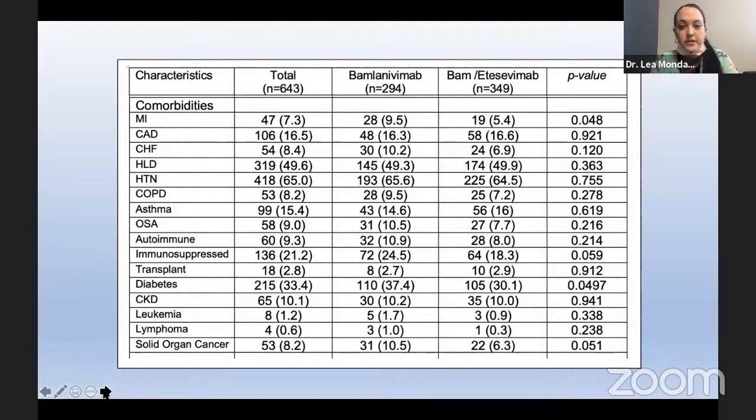Again, our groups were pretty similar based on comorbidities because the group that got BAM alone was sooner in the pandemic. They were older, so they tended to have slightly more MIs and solid organ cancers compared to our combination group that was later in the pandemic and slightly younger and obese.